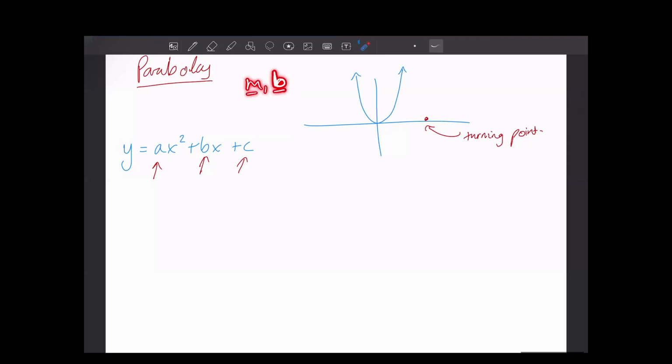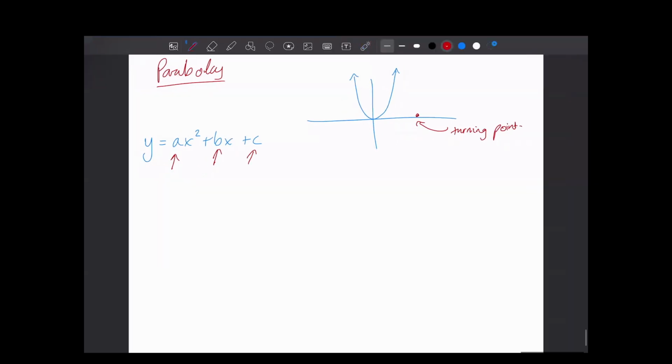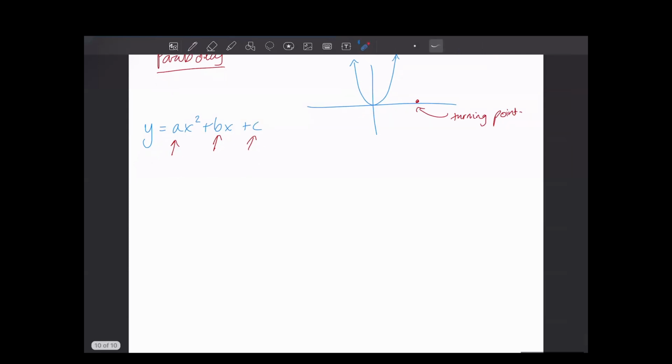These are constants. So if you want a parabola, these will actually be numbers, like it might be the number one, two, and three. And depending on these numbers, we will have a different parabola. We might have a parabola here, a parabola there, and so on.